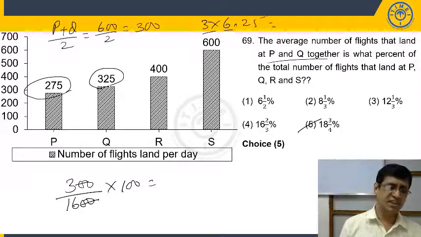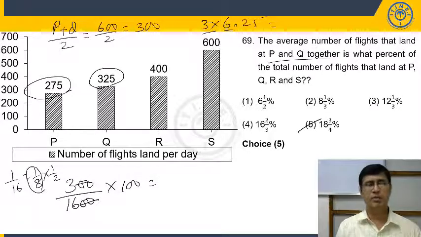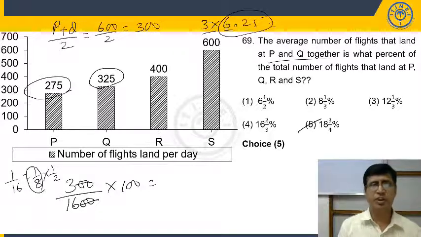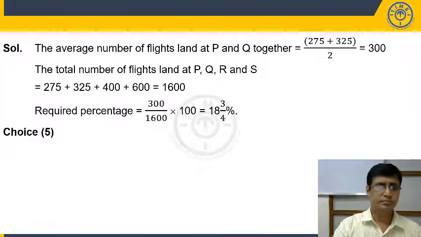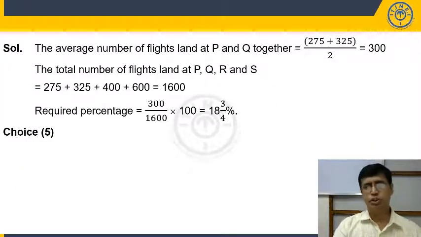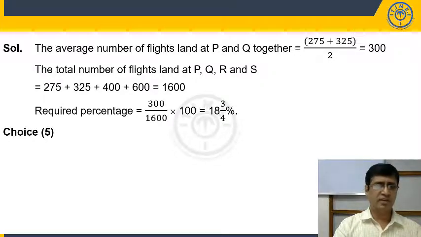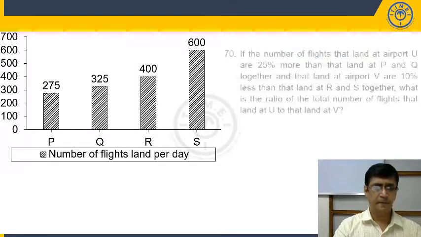So 1 by 16 means half of 1 by 8. 1 by 8 is equal to 12.5. Half of 12.5 is 6.25. That is the 1 by 16 value. So 3 times 6.25. Now this is the type of solution. Okay. Now look at the next example on your screen.